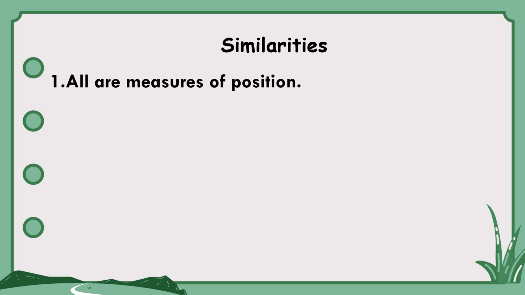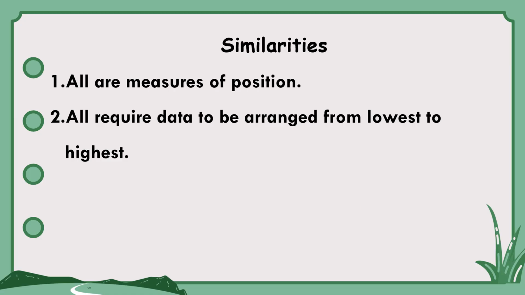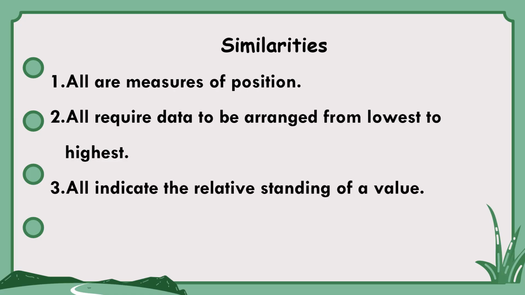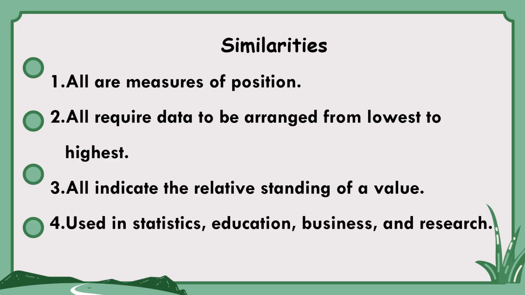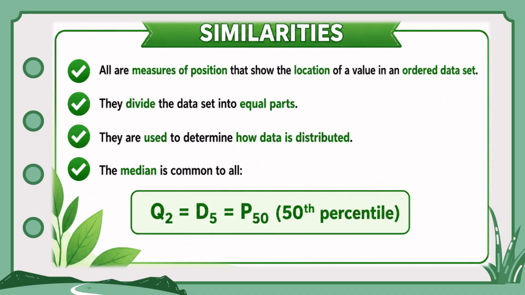What are the similarities of the measures of position? First, all are measures of position. Second, all require data to be arranged from lowest to highest. Third, all indicate the relative standing of a value. Fourth, they are used in statistics, education, business, and research.